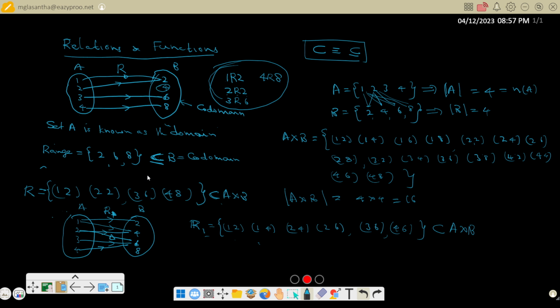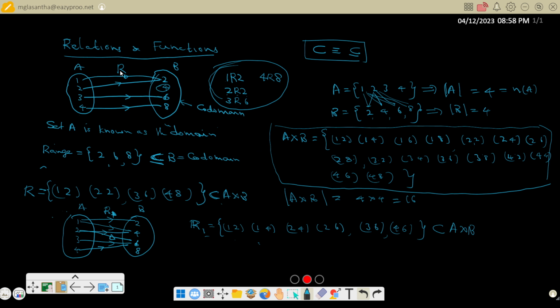Sir, can you say it again, sir? Cartesian product? Now this is clear now. You know how to get a Cartesian product. We discussed it many times. From this Cartesian product, you can get any subset. So that is a relation.